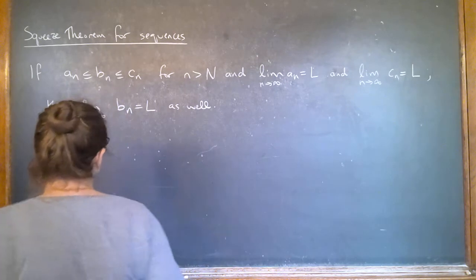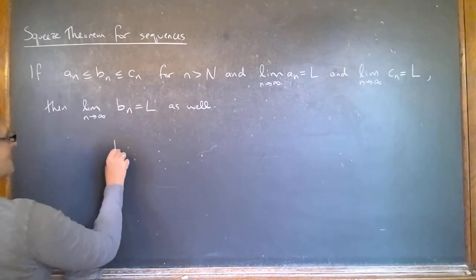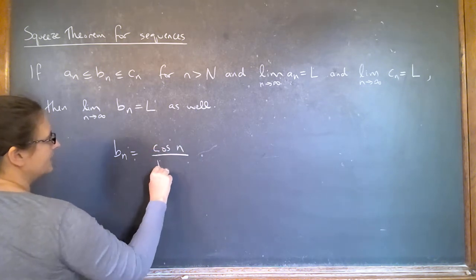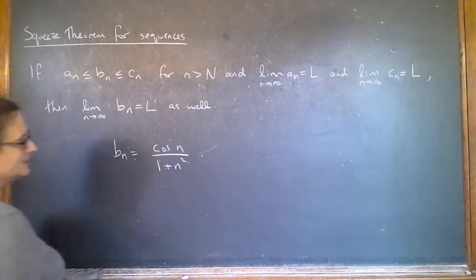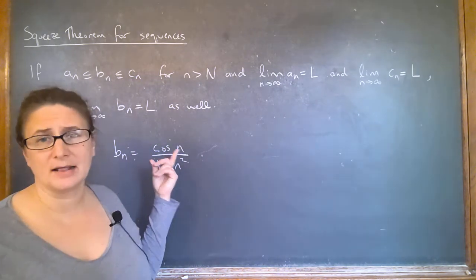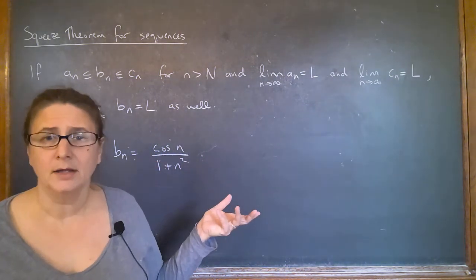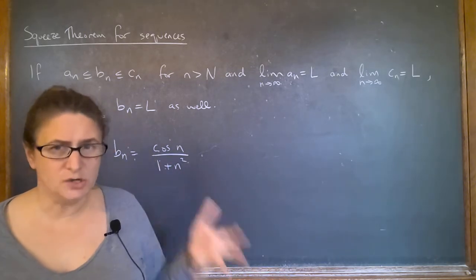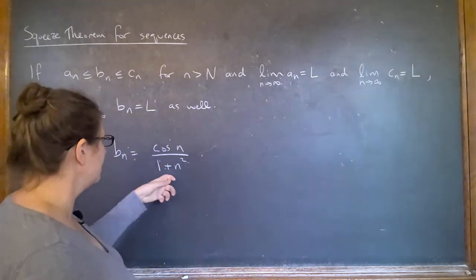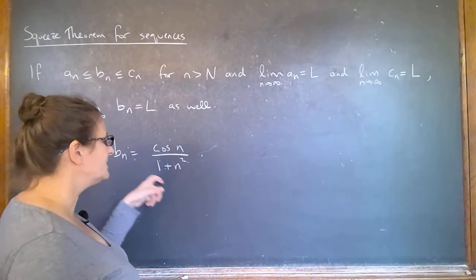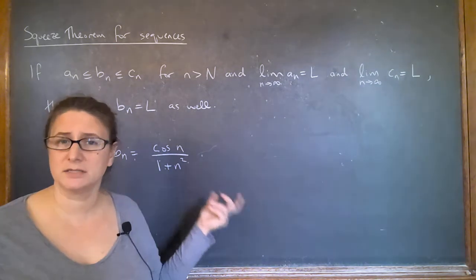One example of where you'd want to use this, let's say, is if I have something like cosine n over 1 plus n squared, right? Because this cosine n is going everywhere. We don't really know what to do with it. But 1 plus n squared, as n goes to infinity, that should take everything to 0.